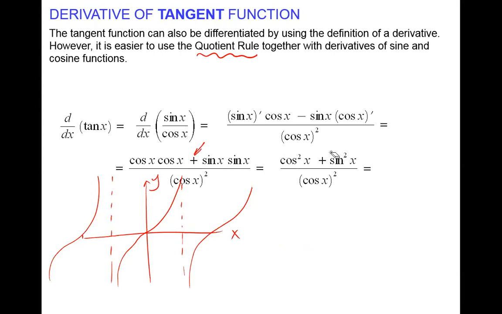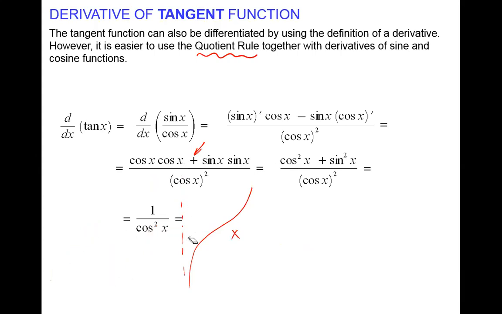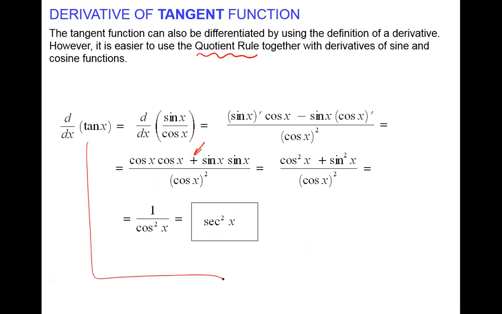Can you tell me, what do you see on the top? What identity? What is sine square of x plus cosine square of x? Oh, it is 1. Yes, it is 1. Oh, I am forced to remove my beautiful graph. Okay, 1 over cosine square of x, but 1 over cosine, we know the function is secant of x. Secant square of x. That means the derivative of tangent is secant square of x.